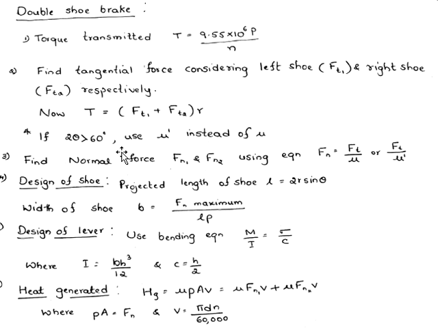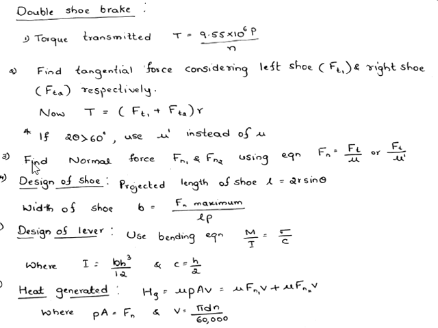if 2 theta value is greater than 60, first we have to find out the mu dash value. After calculating mu dash, wherever mu comes, we have to substitute the mu dash value. We substitute mu dash only when 2 theta is greater than 60 degrees. Mu dash value you can obtain from equation number 13.16 m. So the equation is mu dash is equal to mu into 4 sin theta divided by (2 theta plus sin 2 theta). This procedure is similar to single block brake.